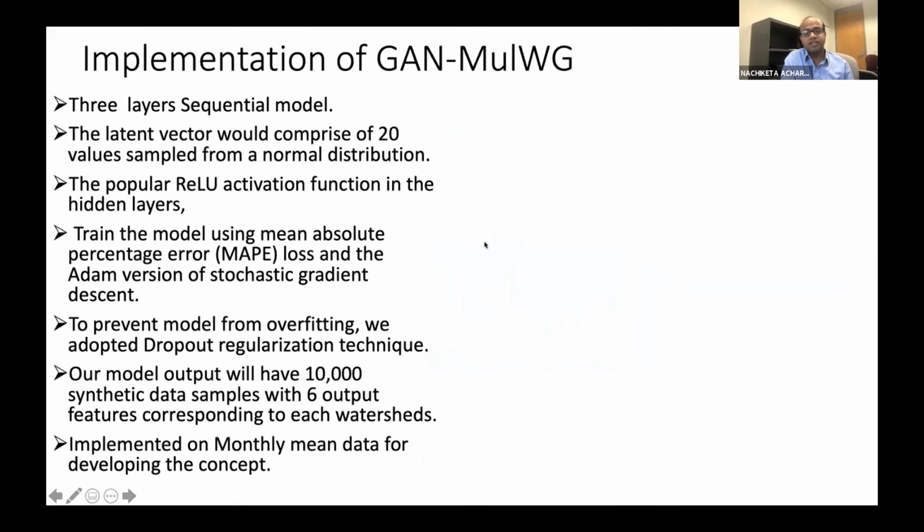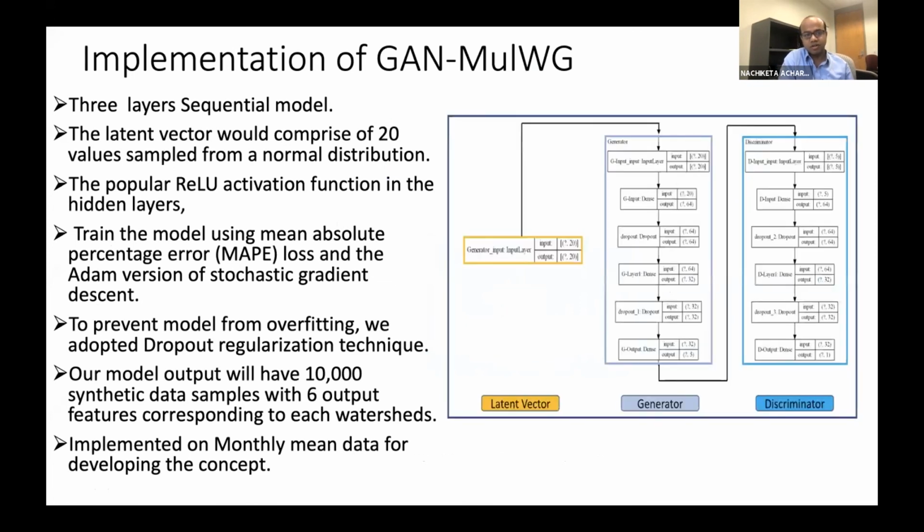We want to see if it gives any value-added. The implementation was mostly done by my colleague Kamban. We used 3 layers of sequential models. First, the latent vector comprises 20 values, with noise chosen from a normal distribution, and we use the popular ReLU activation function for the hidden layers. We use the mean absolute percentage error as the loss function, and to prevent overfitting, we also adopted dropout regularization. At the end, we generate 10,000 synthetic data sets, with features corresponding to those 6 watersheds.